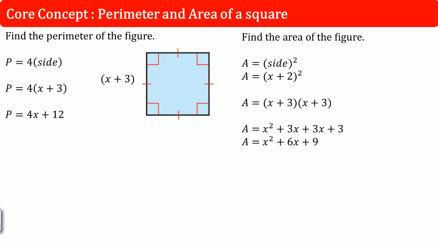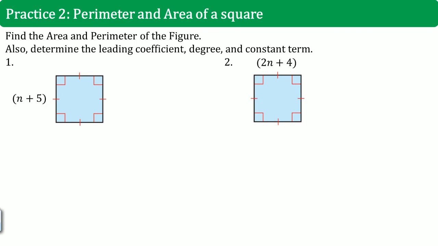Alright, so this is a core concept if you would like to copy anything down. Now let's go over the answer, or the practice. Here they ask you to find the perimeter, then area. Also here it asks you to find the leading coefficient, degree, and constant term if you would like to do that as well. Let's go over the perimeter first.